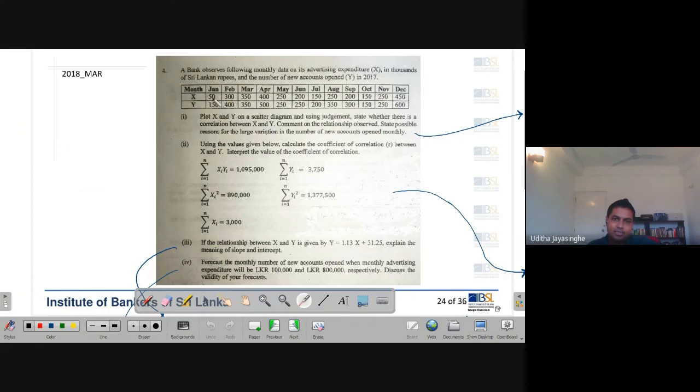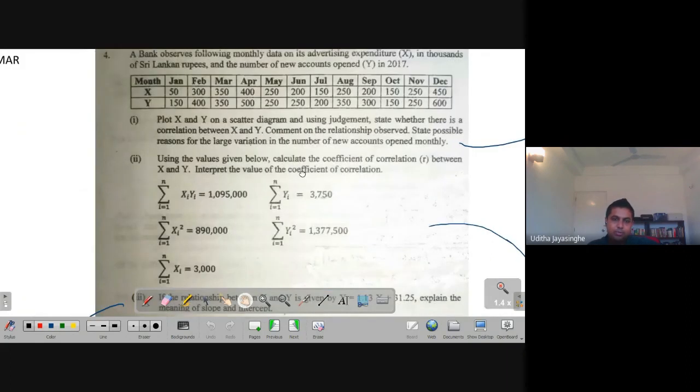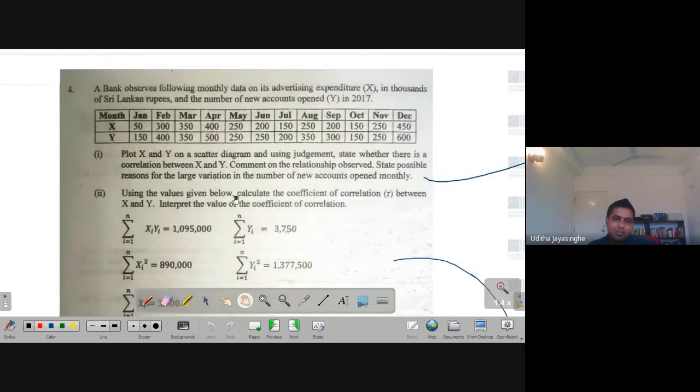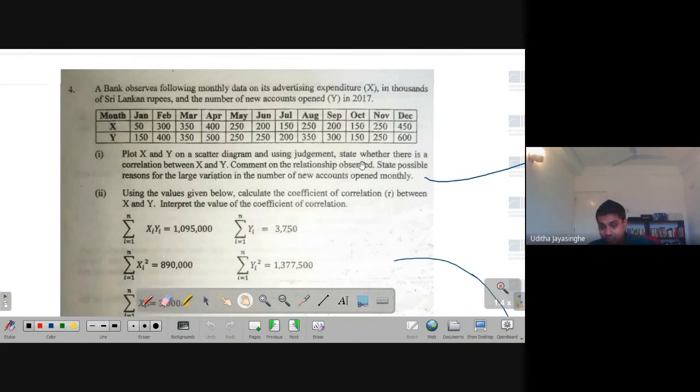See, the X variable is the advertising expenditure, 50,000, 300,000 and so on, and Y is the number of accounts opened, 150, 250, 500 and so on. First part, see, lesson number 2, presentation of data. Plot xy on a scatter diagram and using judgment state whether there is a correlation between x and y. See, using judgment, just eyeball it, just estimate.